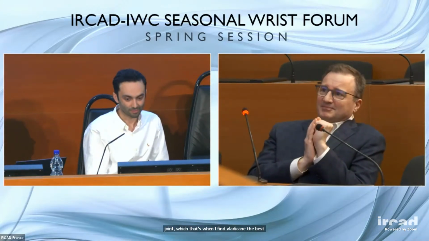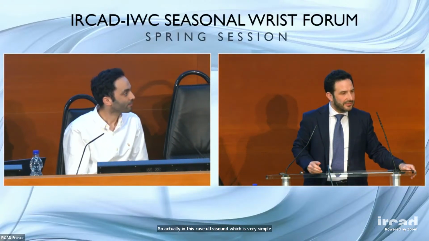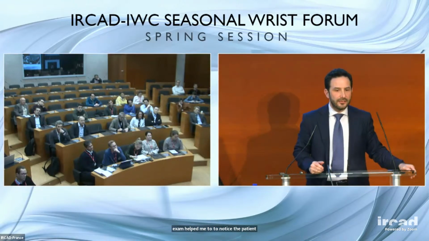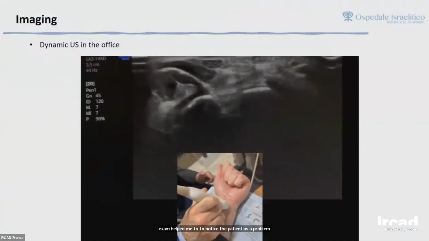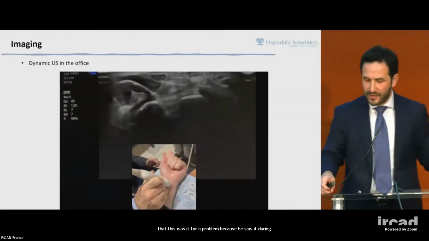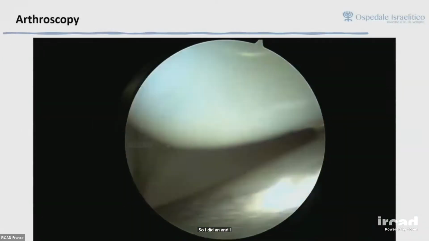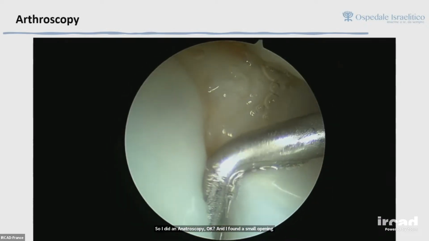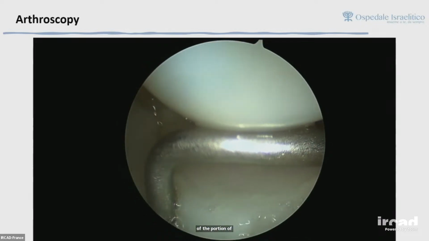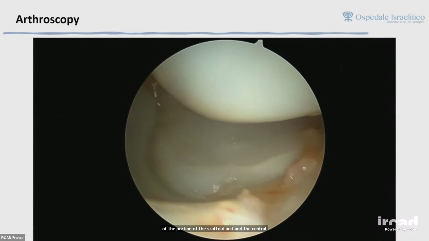So actually, in this case, ultrasound, which is a very simple exam, helped me to notice the patient's problem, and he asked me for a solution because he was convinced that this was the problem, because he saw it during the examination and he saw that the other side was negative. Okay, so I did an arthroscopy. Okay, and I found a small opening of the volar portion of the scapholunate and the central portion, and the dorsal portion was completely closed.